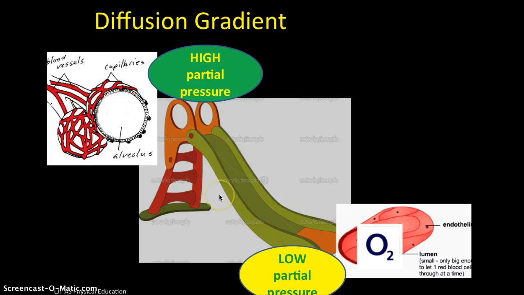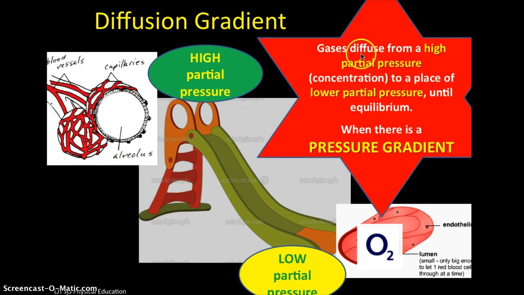So critical to diffusion or gaseous exchange, the movement of gas from one place to another, is the fact that there is a diffusion gradient or a pressure gradient or a concentration gradient where there's a higher and a lower value. And we'll look at this again in a moment. So just to summarise, gases diffuse from a high partial pressure or concentration to a place of lower partial pressure until there's equilibrium. And we've essentially got to have a gradient for this to happen.